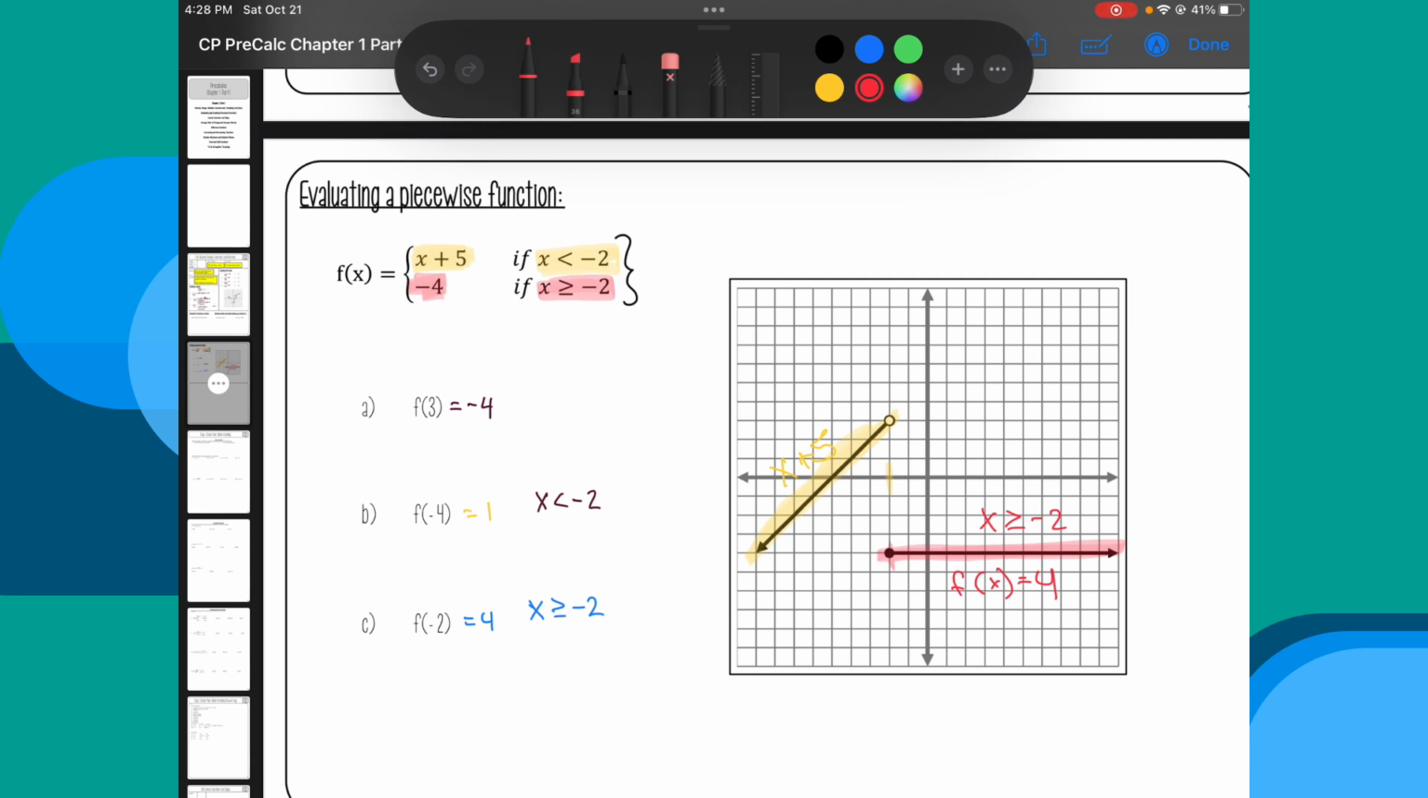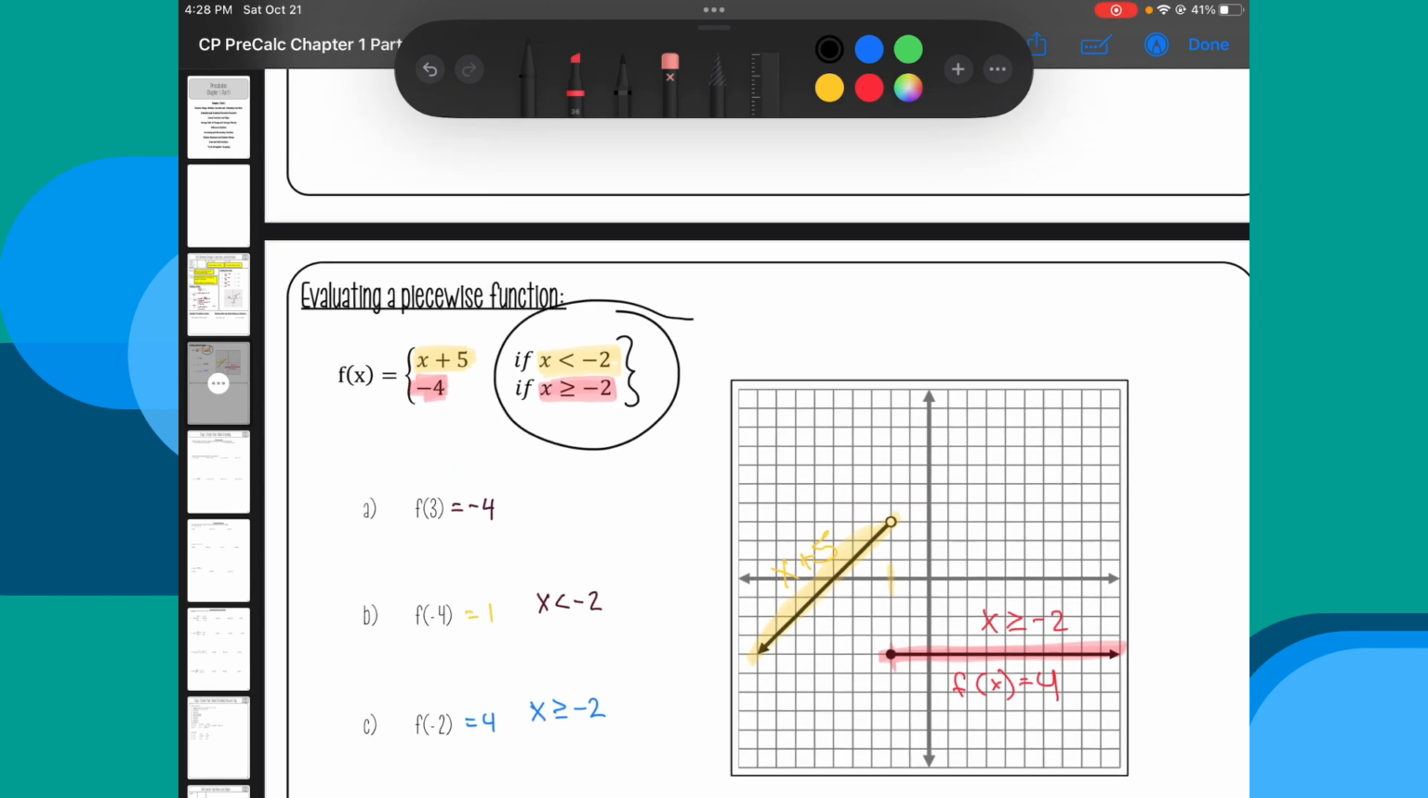We will spend more time with piecewise functions in this unit. We're going to spend some time graphing them, so we'll get really comfortable with them. Understanding this domain part is really essential for you to be successful with piecewise functions.